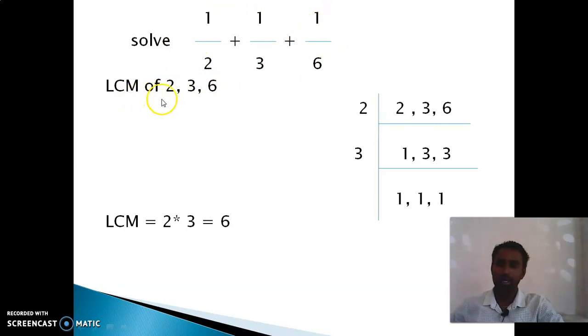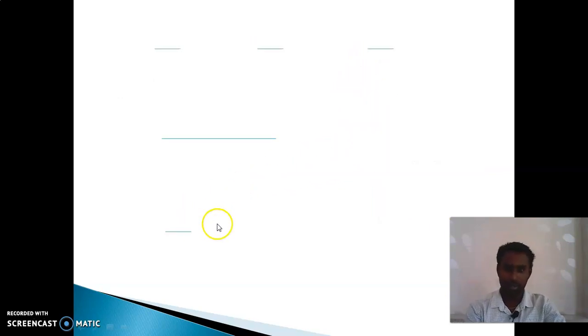Otherwise, you can take the LCM of 2, 3 and 6. So I put the values 2, 3, 6. Which table commonly divides them? 2 can be divided by the 2 table and 6 can also be divided. Only 3 will not be divided. Am I right? So for 2 you put 1 2s are 2, and for 3 you put 3 2s are 6. And 1 3s are 3. So what is this value? 2 into 3, 6, right?